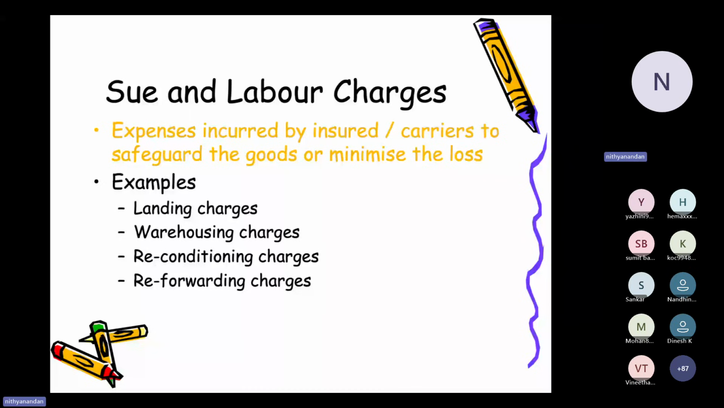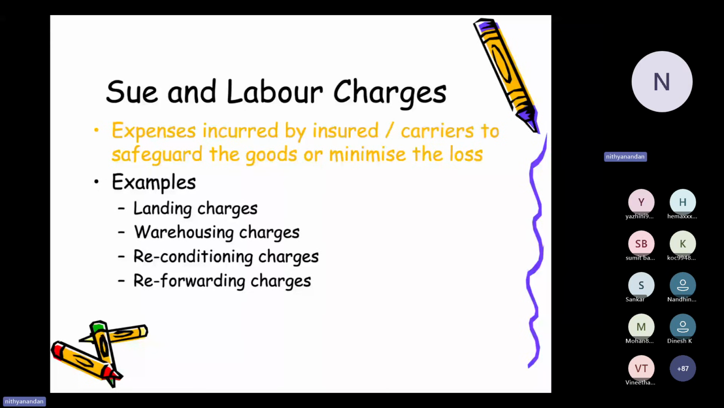We have already discussed general average. General average expenses are incurred to save the entire cargo on the ship. So that is called general average expenses. But sworn labor expenses or sworn labor charges are incurred to save only a particular cargo, only one cargo. Then that cargo owner, or the insurer of the cargo owner, pays the sworn labor charges.